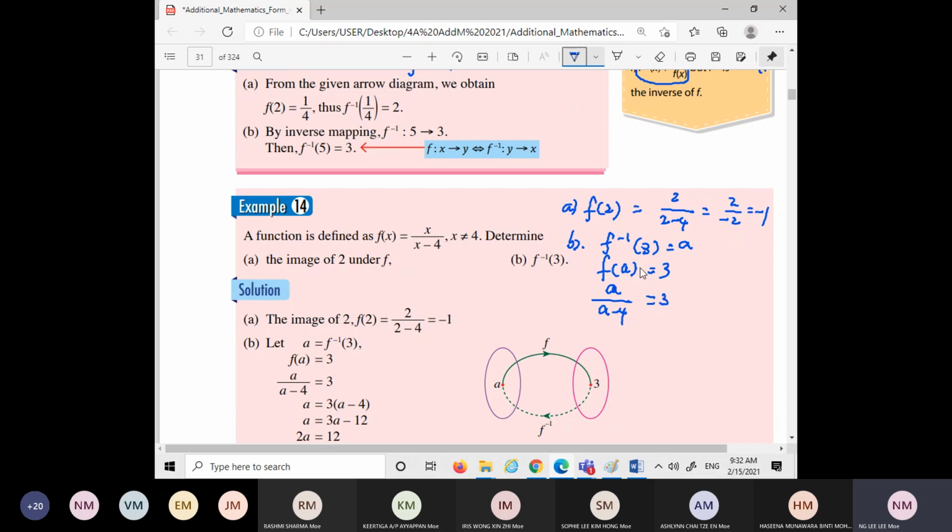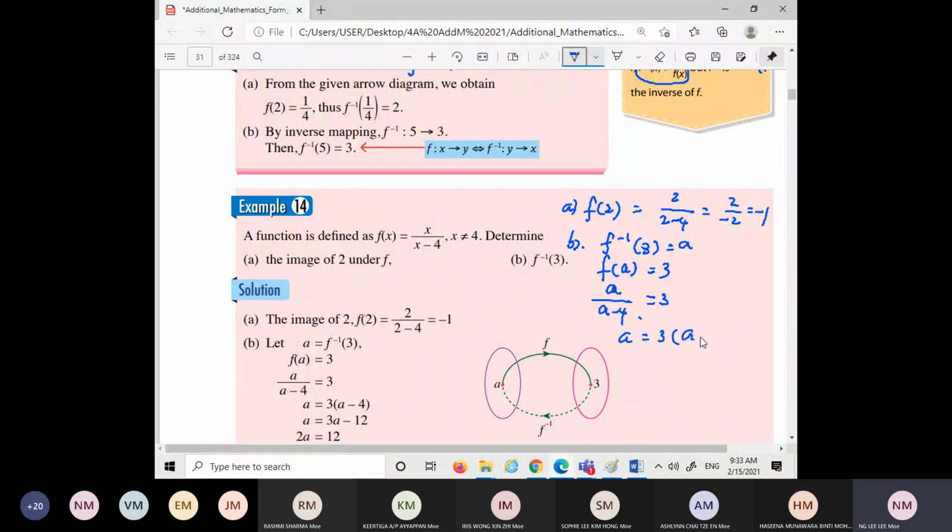You see, you follow, f(a) now becomes this, equal to 3. Now solve for what? What are you going to find? You're going to find a, because you let the inverse of 3 be a. So now, from these equations, you're going to find a. So next, this one comes here.